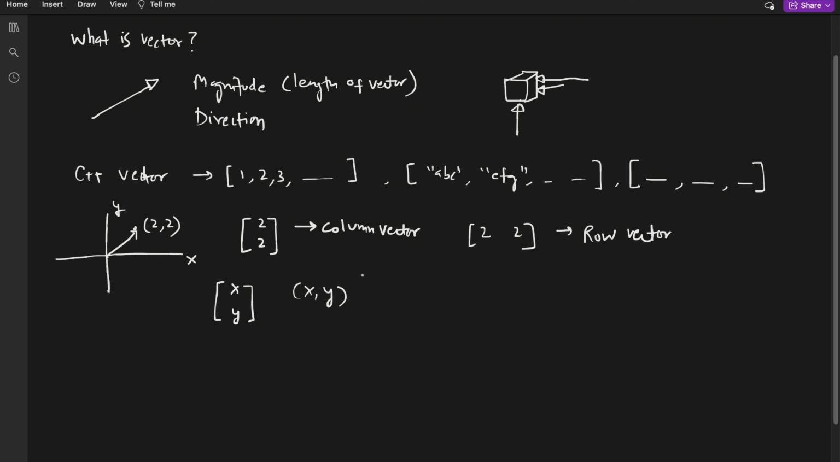Okay, similarly we have 3D vectors also. So we have 3D vectors in 3 dimensions x y z. So for example, we can have this 1 1 1. This is a 3D vector, so it's in the 3D space, right? So maybe somewhere here in the 3D space.